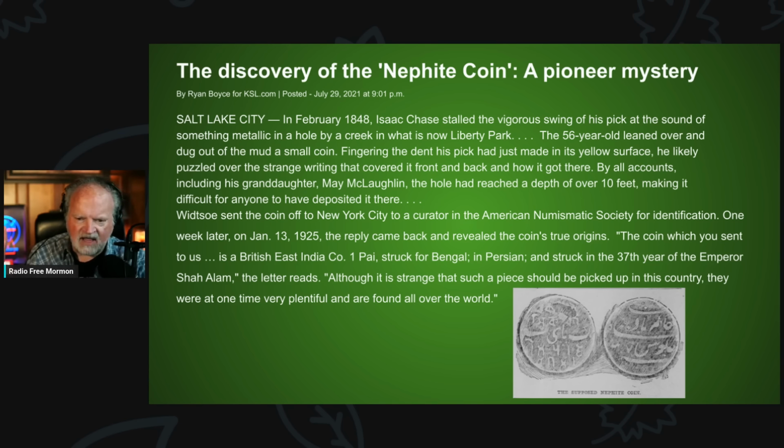Now, I've taken out a lot of verbiage here because they're puffing it up in order to make it a newspaper story. I'm just trying to get to the facts here. So it's February 1848. It's Isaac Chase. He is digging a hole. The 56-year-old leaned over and dug out of the mud a small coin. Fingering the dent his pick had just made in its yellow surface, he likely puzzled over the strange writing that covered it front and back and how it got there.